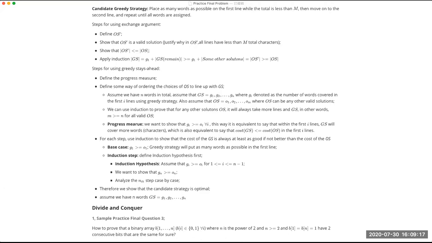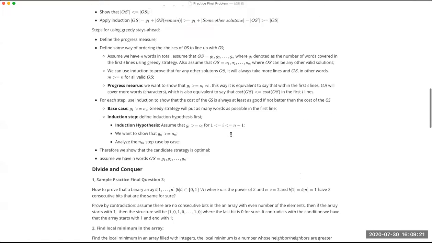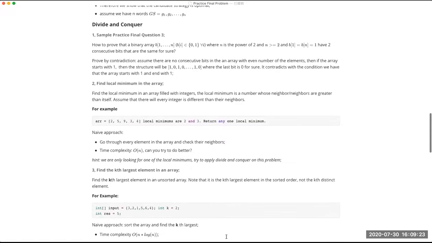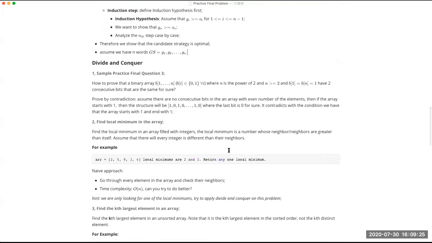We can discuss it later, like at the end of the discussion session. And I just want to cover divide and conquer since we're a little bit short on time. For divide and conquer, you are strongly recommended to take a look at practice final question 3.